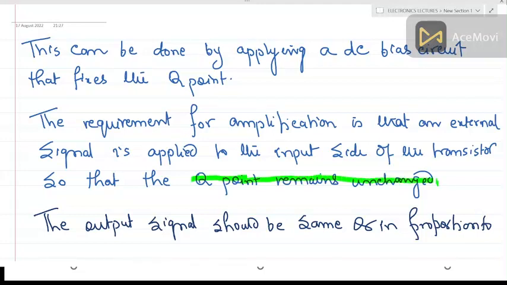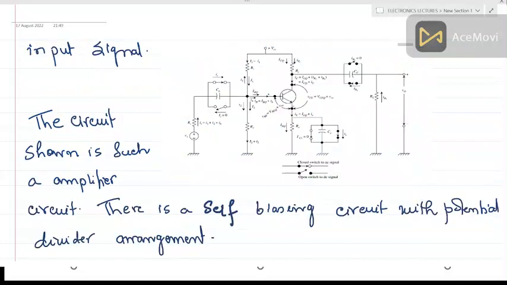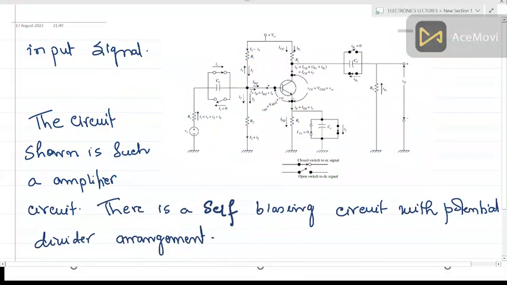This Q point should remain unchanged. It should not change. Then only it is a faithful amplification. Faithful amplification means the shape of the output signal is same as the input signal. And the output signal should be same or in proportion to the input signal, which is the meaning of faithful amplification. Now let us see this circuit.